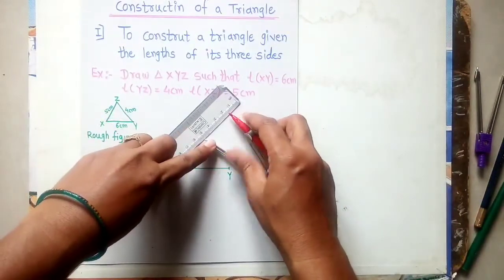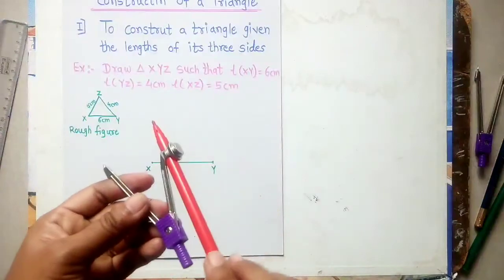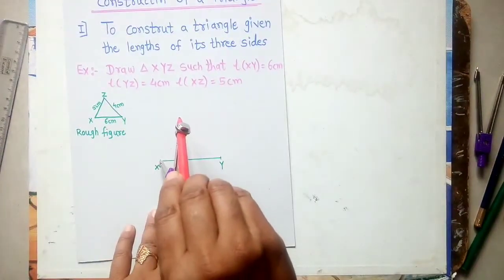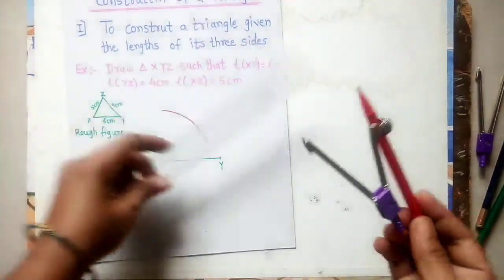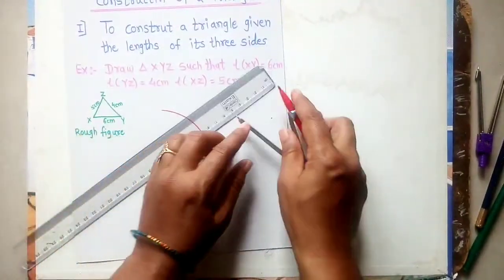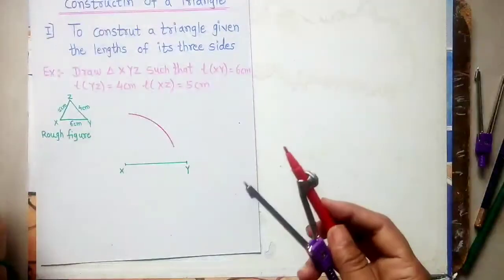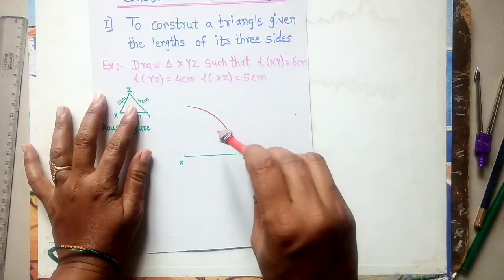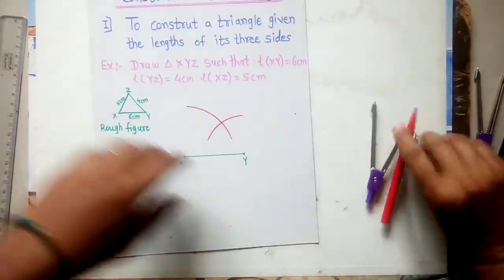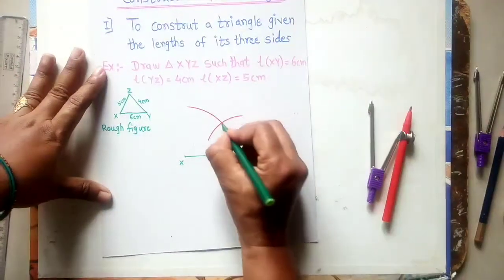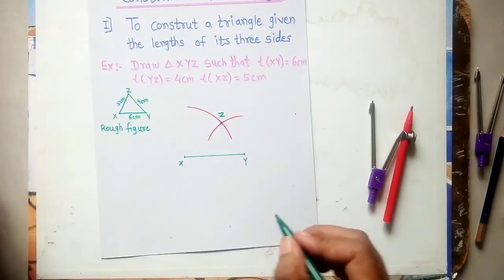The compass was then set to 5 cm, and draw one arc. Then set the compass to 4 cm. Draw the second arc to cut the first arc. And highlighting the intersection, name the point Z.